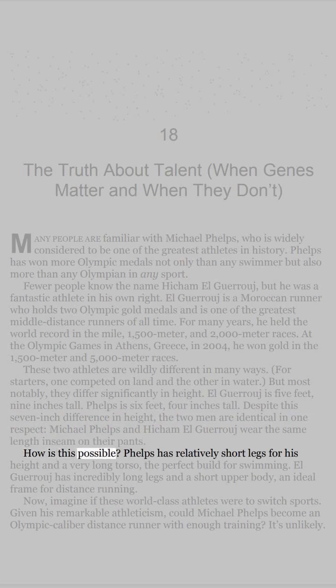How is this possible? Phelps has relatively short legs for his height and a very long torso, the perfect build for swimming. El Guerrouj has incredibly long legs and a short upper body, an ideal frame for distance running. Now, imagine if these world-class athletes were to switch sports. Given his remarkable athleticism, could Michael Phelps become an Olympic-caliber distance runner with enough training?